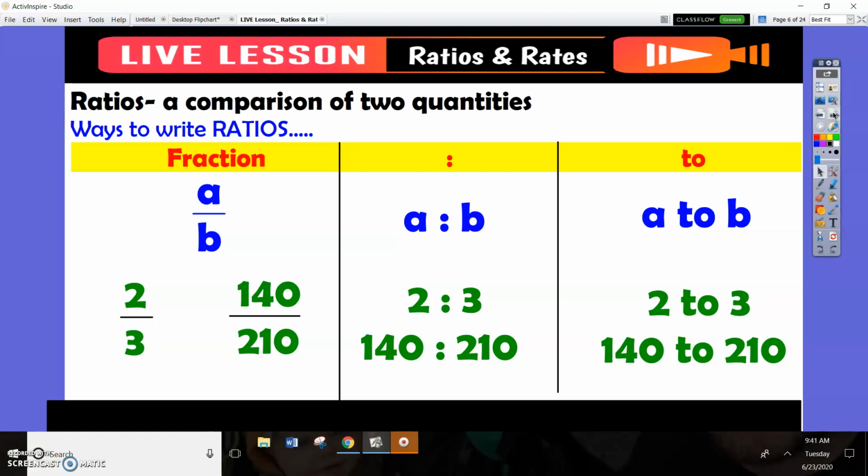You can also write it as a statement with a colon in the middle. So A to B, 2 to 3, and 140 to 210. Okay, then you can write them with the word to, T-O, in the middle. A to B, 2 to 3, 140 to 210. Okay, so those are the 3 different ways that we can write ratios.